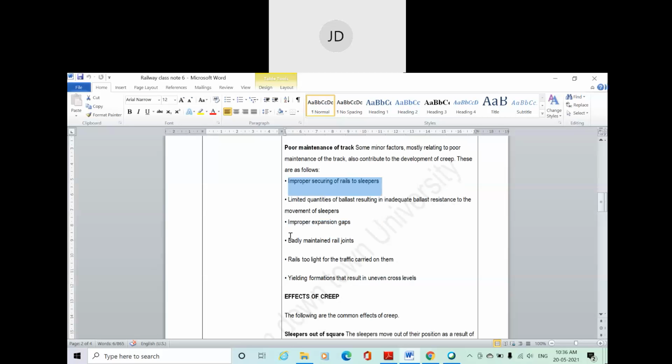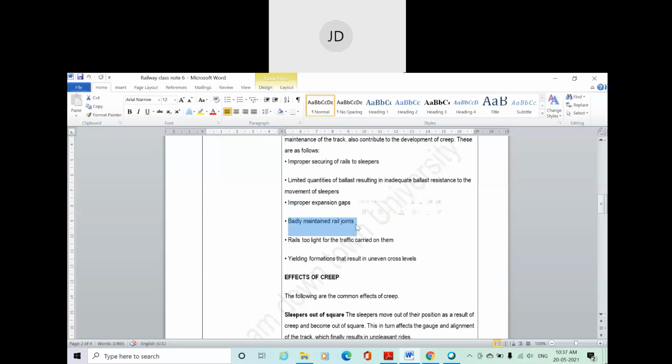Improper expansion gap also, of course. You have to give a proper amount of expansion gap where it's needed, and you have to design how much is needed before going for construction. Badly maintained rail joint: as you all know, the rail joint is the weakest part of the railway track, so we have to secure the railway joint first, by giving proper fastening using bearing plate or fishing plate and keys. All these things have to be of good quality and tightened so strongly that the rail should not come out of the fastener from the sleeper.